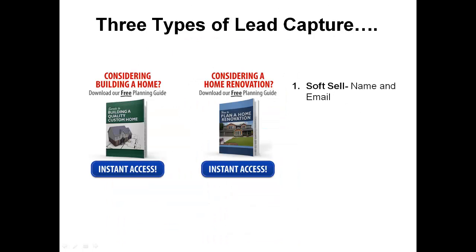Now let's take a look at the 3 different types of lead capture. First, we start off with a soft sell. A soft sell is simply a name and an email. A couple of examples I have is a planning guide. For my clients, I write a planning guide where their prospects and leads can download their expertise in the form of an electronic book. That's going to get you a name and an email.